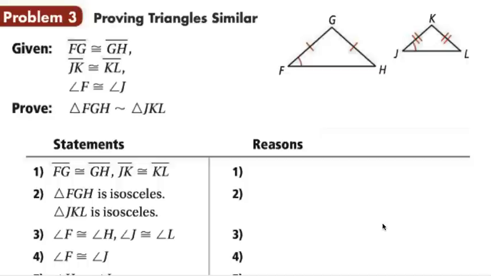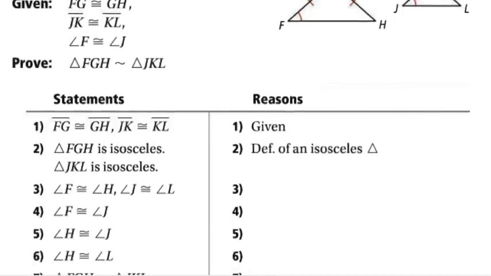All right, here's a proof. We want to prove that these two triangles are similar, and we're given that FG and GH are congruent, and JK and KL are congruent, and angle F and angle J are congruent. So our first statements are givens, and our reason would be given. So both triangles are isosceles by definition, from what was given.